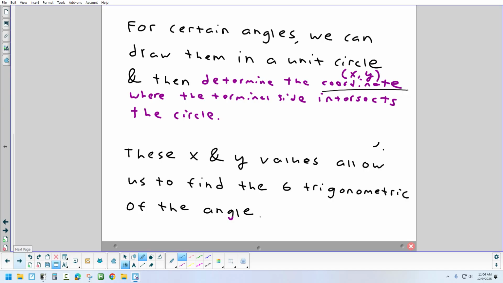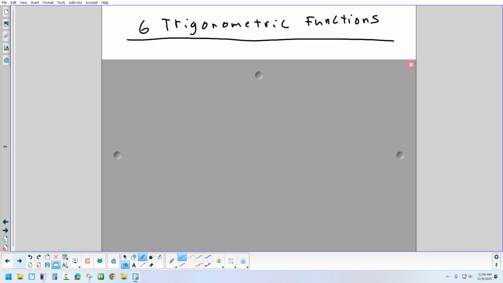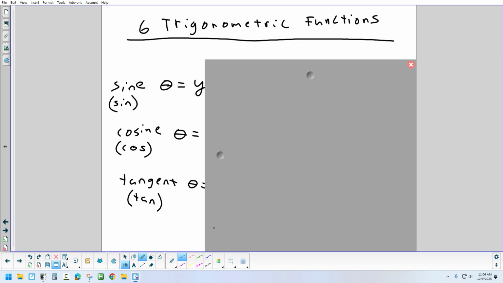All right. So now let's look at the 6 formulas that are going to use the x and the y value from the coordinate. Okay, so these are the first 3 trig functions, okay, and their names are sine, cosine, and tangent. All these have 3-letter abbreviations, and generally, the abbreviation is the first 3 letters of the word. And for those 3, it is sine, cosine, and tangent.